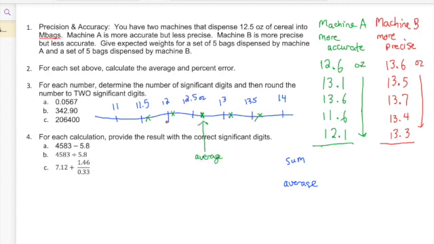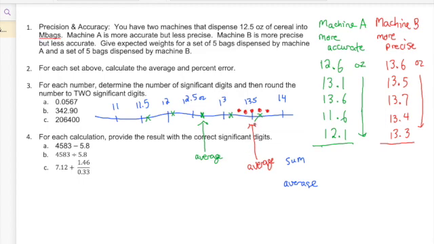But they're not that close to each other. They're kind of spread out. So the machine is not very precise, but it's accurate because it's centered around that value that we're aiming for. Machine B is more precise, so the grouping is much smaller. That's what makes it more precise. The values are very close to each other. But the average is a little bit far off from where we were aiming for.